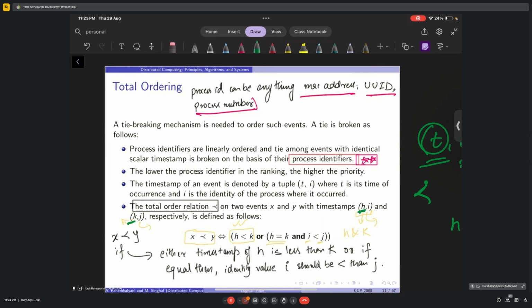Look, it's very easy, very easy. Understand this. Tell me one thing. What is h and k? What do you understand from h and k? What is this?